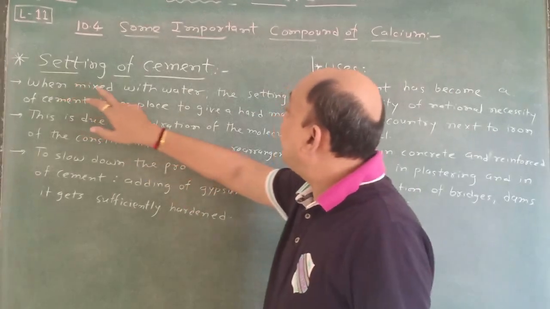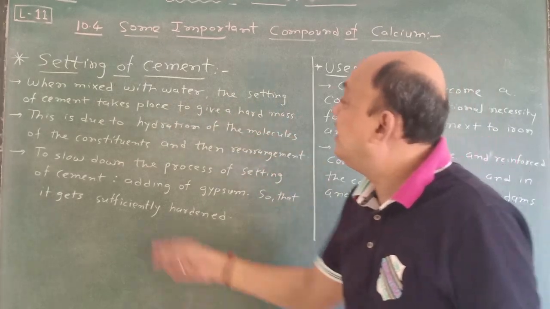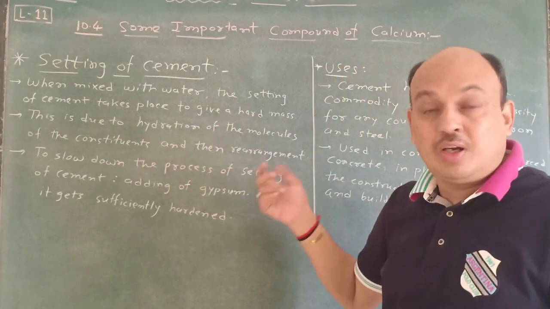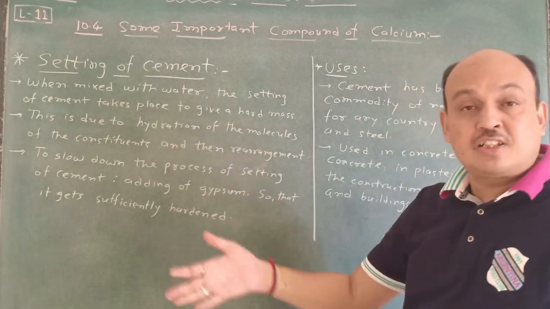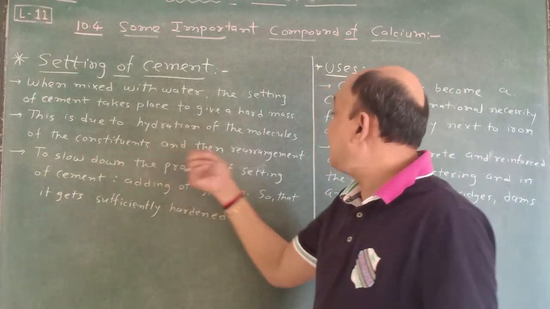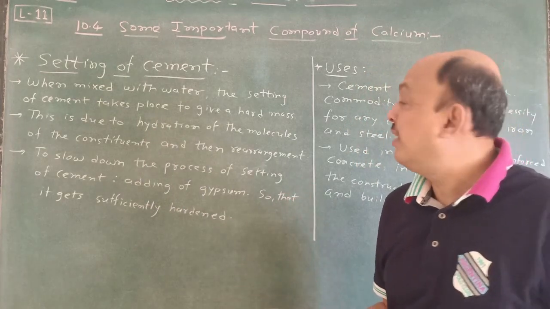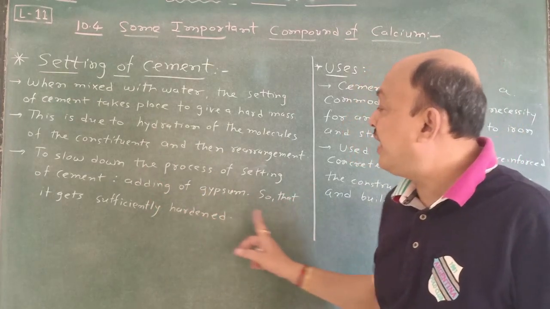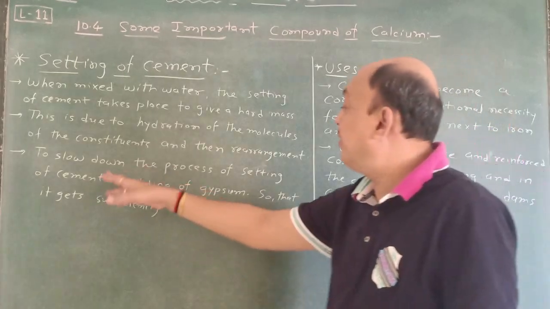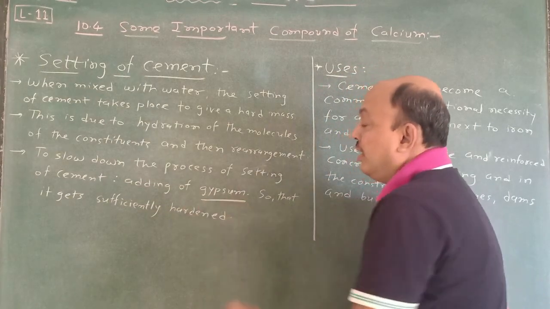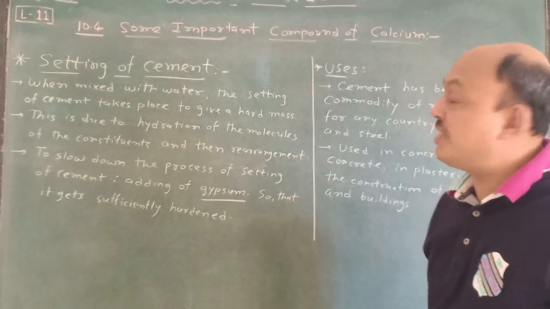So when mixed with water, the setting of cement takes place to give a hard mass. This is due to hydration of the constituents, hydration meaning water molecules are present, and then rearrangement. To slow down this setting of cement, we have to add gypsum so that it becomes sufficiently hardened. So we have to add which compound? We have to add gypsum, CaSO4·2H2O. So this is all about setting of cement.